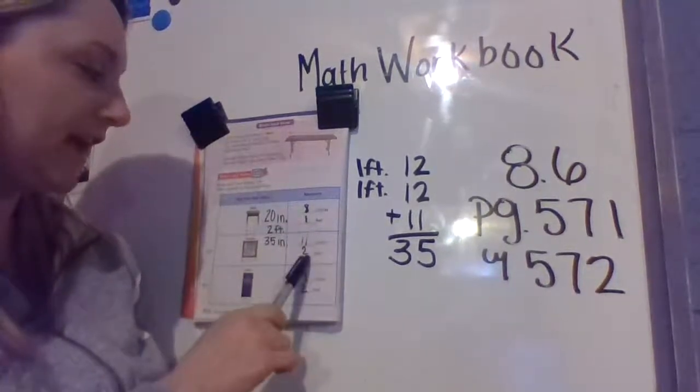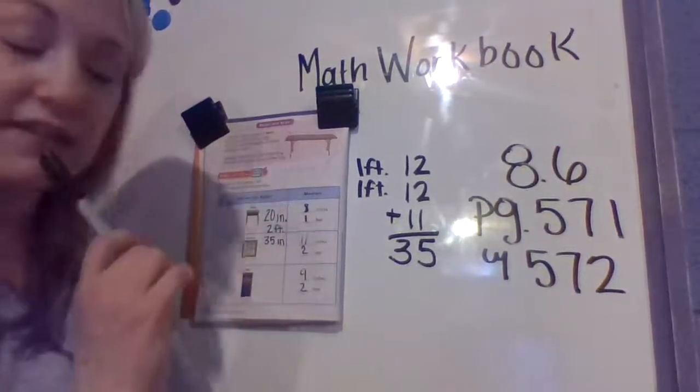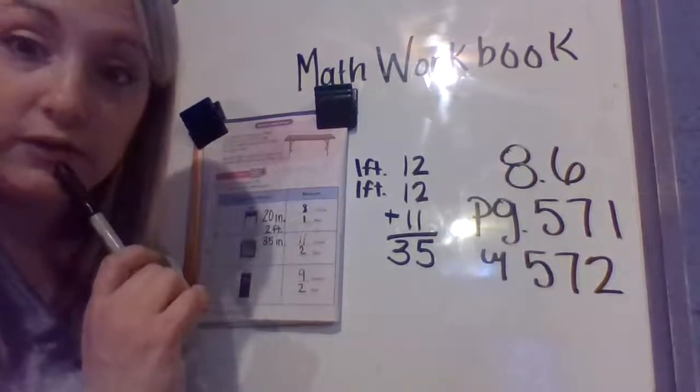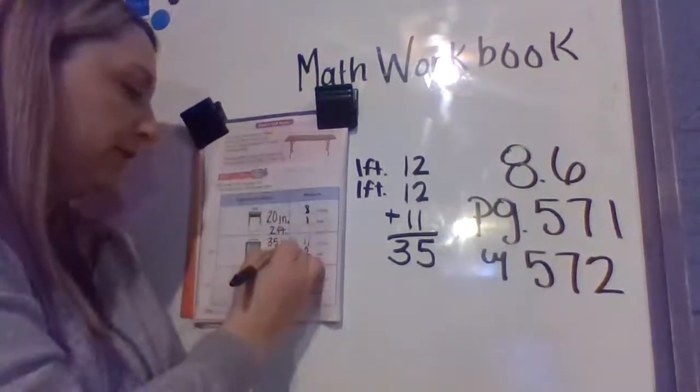Or we could have said 2 feet, 11 inches. Since 11 inches is really close to another foot, we could have said that it was about 3 feet long.